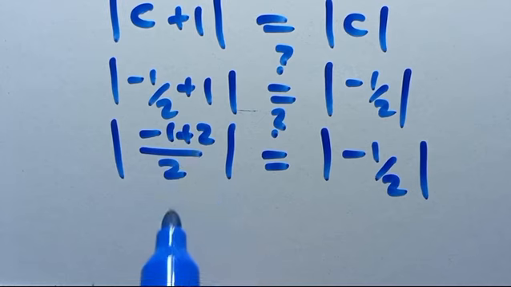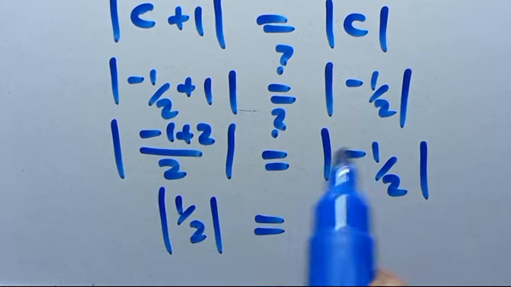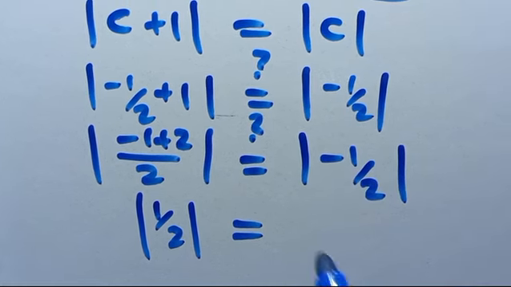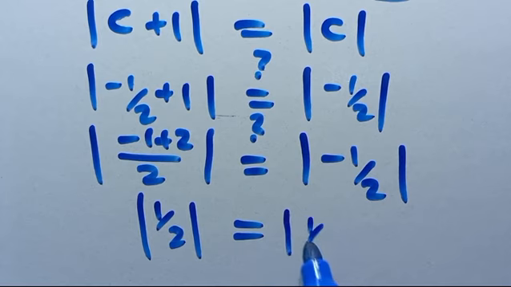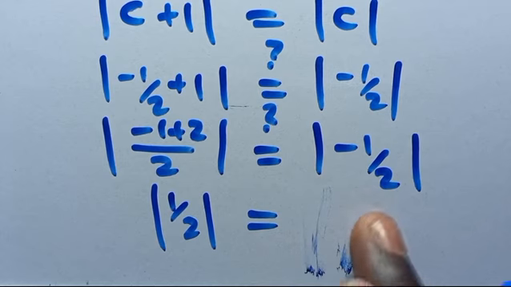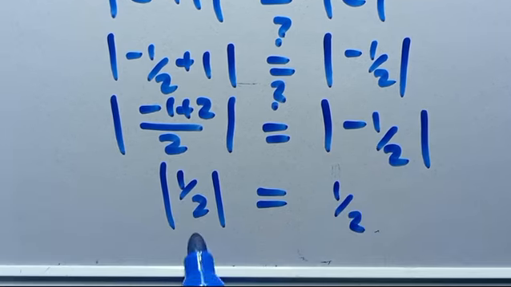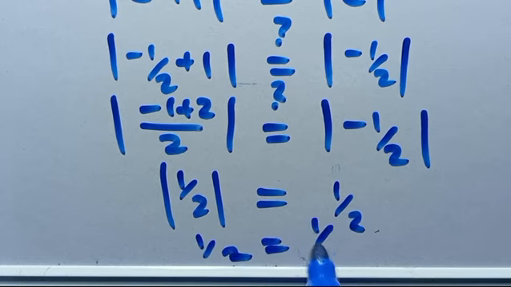Now, from here, we have 1/2, the absolute value of this. The meaning of the absolute value is to change the negative to the positive. So we have here the absolute value of 1/2. So the absolute value of this will be 1/2, while the absolute value of this one will also be 1/2, which equals 1/2.